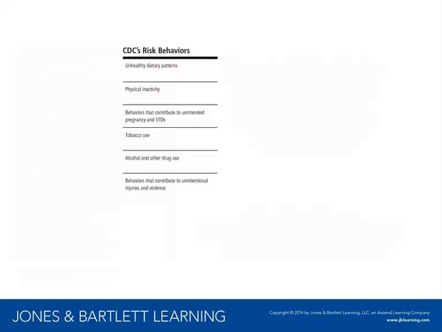The Centers for Disease Control and Prevention have identified these 6 risk behaviors as the most important things we need to be focusing on. Unhealthy dietary patterns, physical inactivity, behaviors that contribute to unintentional pregnancies and STDs, tobacco use, alcohol and other drug use, and behaviors that contribute to unintentional injuries and violence. These 6 areas can easily be grouped into just 4.